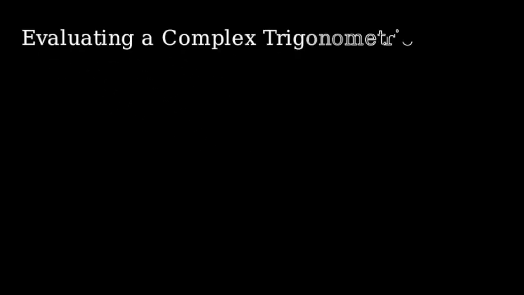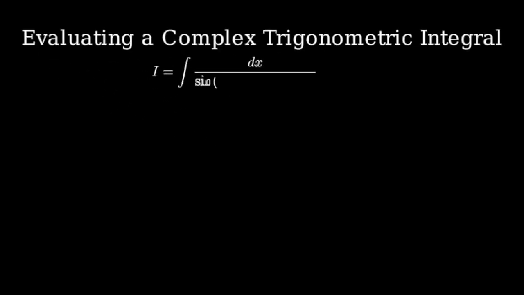Let's solve this challenging trigonometric integral. We need to evaluate the integral of dx over sin(x − a) times sin(x − b), where a is not equal to b. The key to solving this integral is to use a clever substitution.